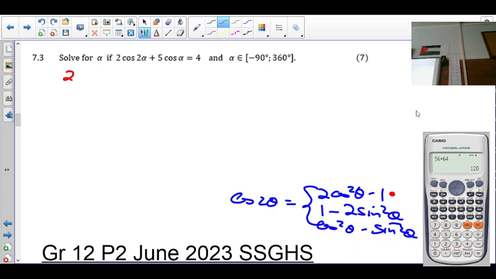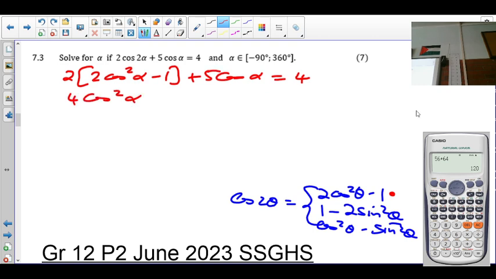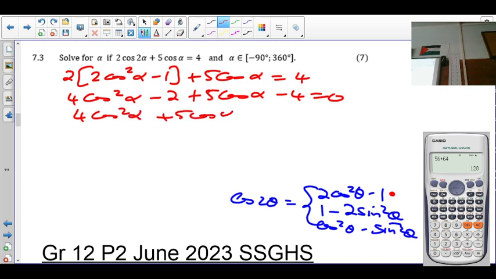So you got 2 cos squared alpha minus 1 plus 5 cos alpha equals 4. Get rid of the bracket. So it's 4 cos squared alpha minus 2 plus 5 cos alpha minus 4 is equal to 0. So we've got 4 cos squared alpha plus 5 cos alpha minus 6 is equal to 0. Now this becomes a trinomial to us.